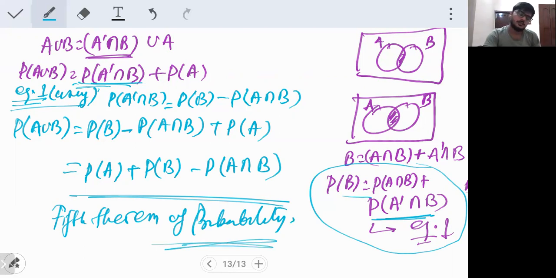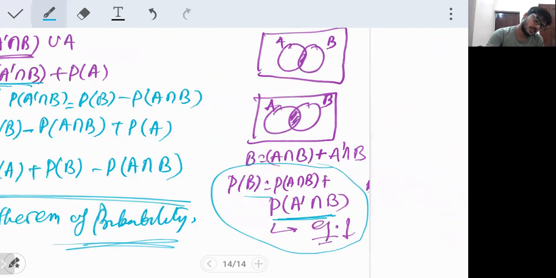So far we have seen the 5 theorems of probability. Now let's do some examples based on this, and from there we can understand the application of this theorem, right? So let's do a question directly.